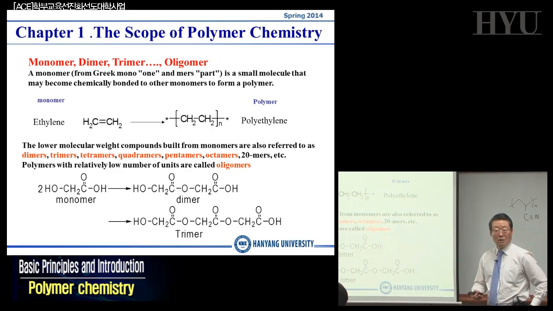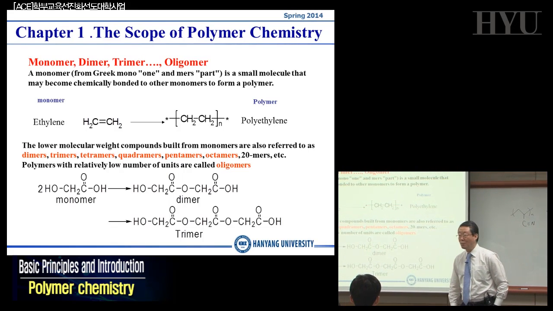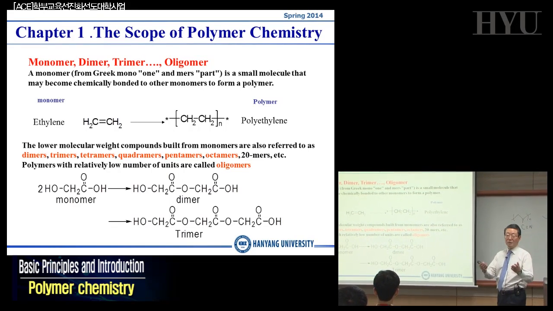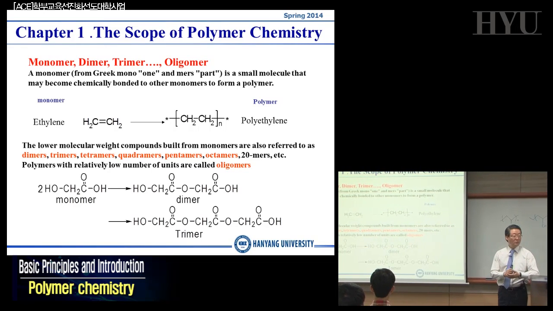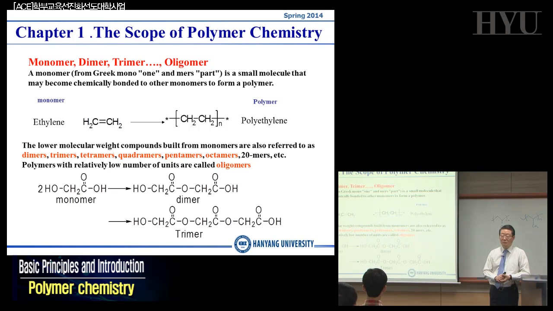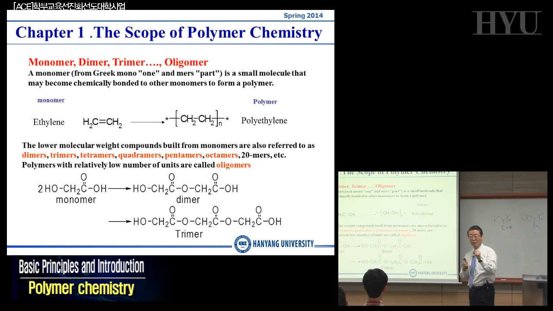Okay, I think we have already talked about the monomer, the polymer, and the molecular weights. So the first question that I have raised was the definition of the polymer. A polymer is made of the monomer during the polymerization reactions. Okay? So monomer is very important to make your polymer, right? Monomer.